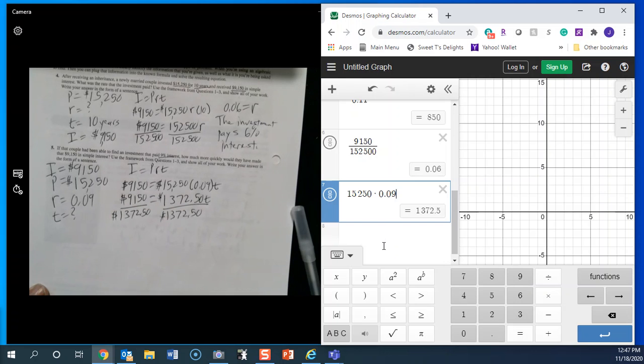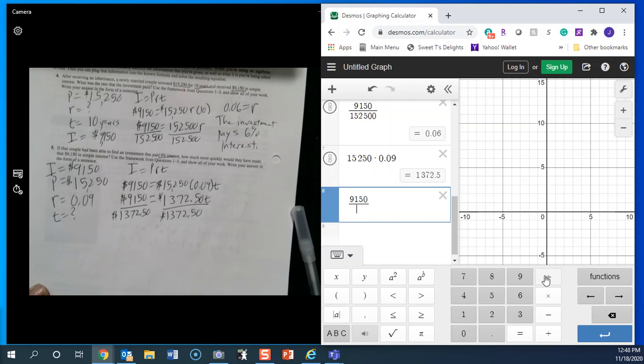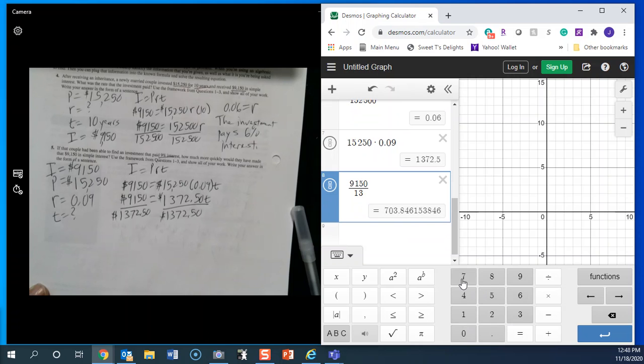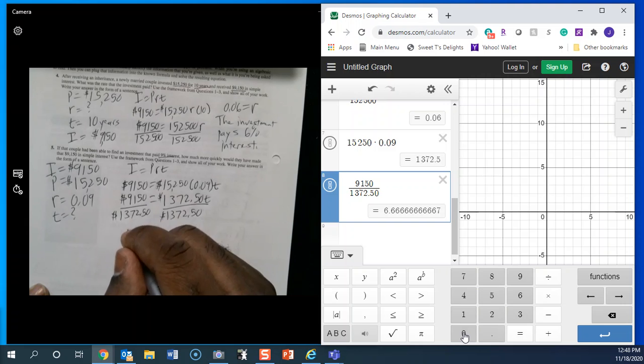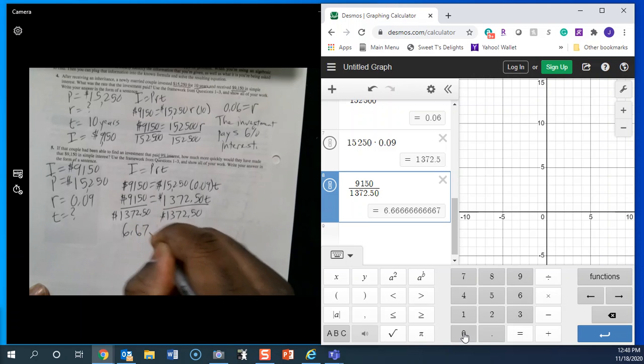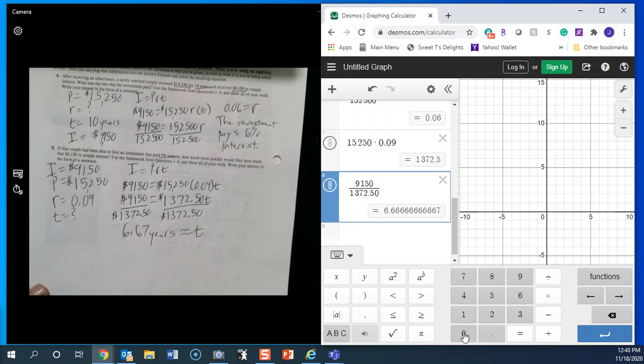So now we'll put this in our calculator. $9,150 divided by $1,372.50. So this would give us approximately 6.67 years. That would be the approximate value of T.